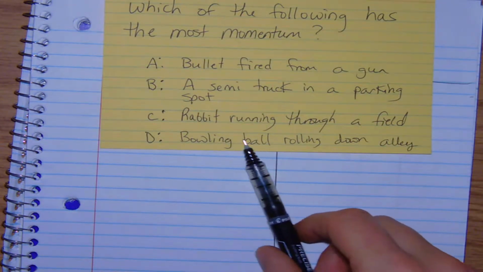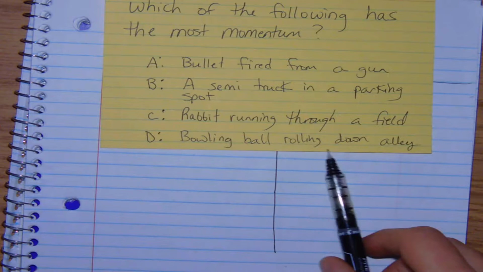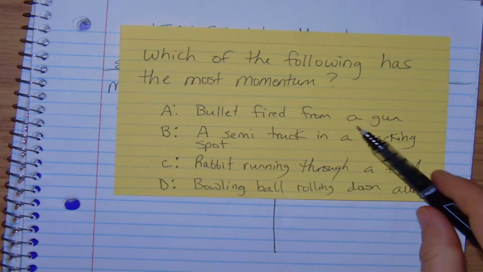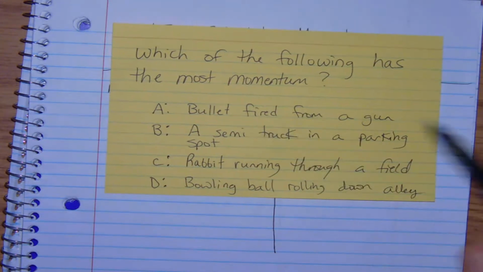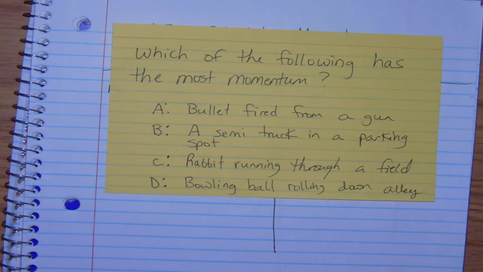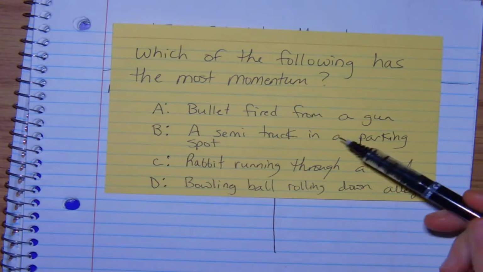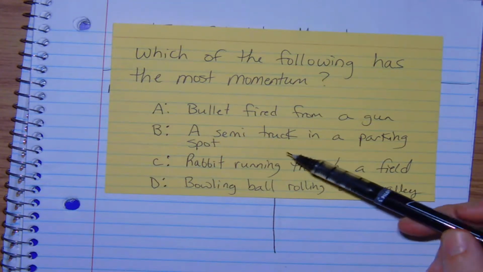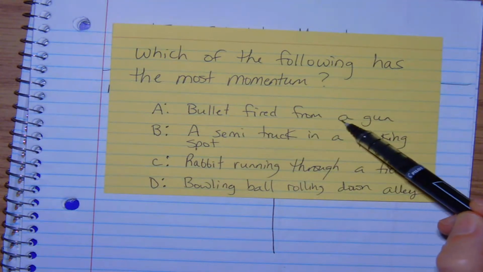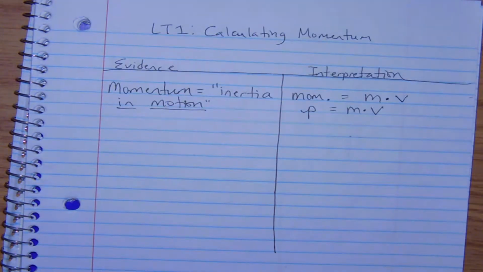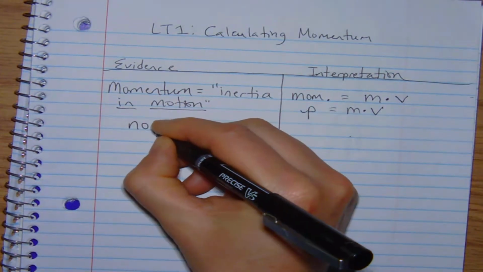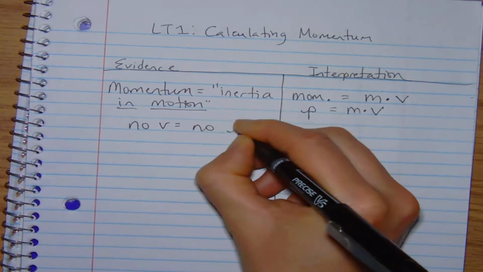Bowling ball, yes, it has a decent amount of mass, but I don't know that anybody throws it even close to the speed of a bullet. So when we look at momentum, this little tiny bullet actually has the most of any of these things. If we just looked at inertia, we'd be asking which one is the most massive. So a semi-truck has the most inertia, but the bullet fired has the most momentum, because we have to factor in that velocity component. If there is no velocity, we have no momentum.